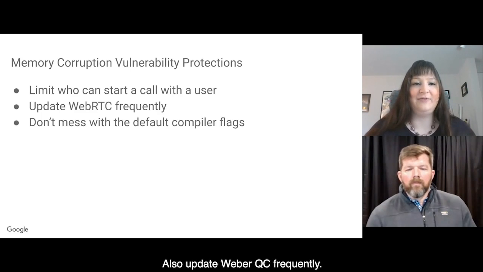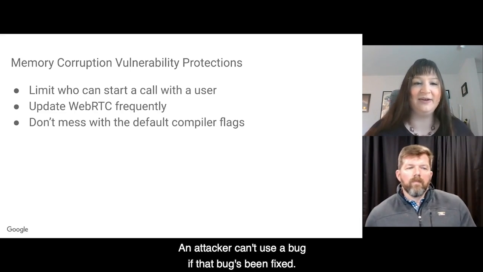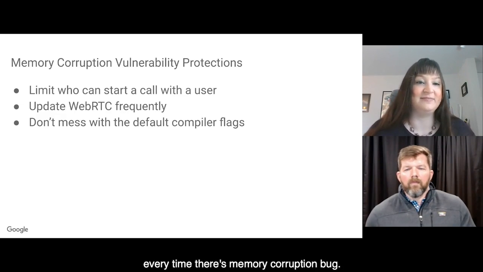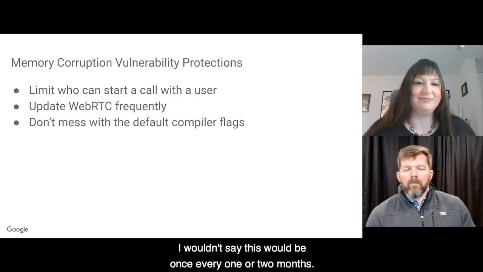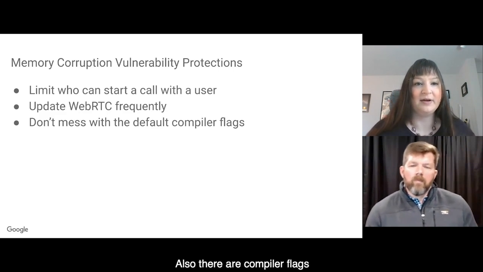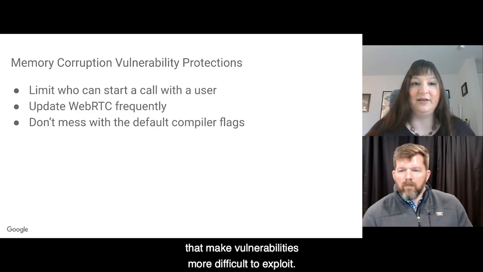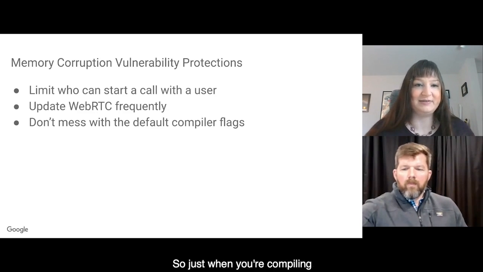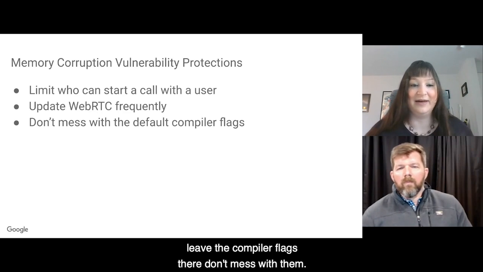Also, update WebRTC frequently. An attacker can't use a bug if that bug's been fixed. So make sure that you're updating your WebRTC binary every time there's a memory corruption bug. I would say this would be once every 1 or 2 months. Also, there are compiler flags that make vulnerabilities more difficult to exploit. These are on by default in WebRTC, so when you're compiling, leave the compiler flags there.